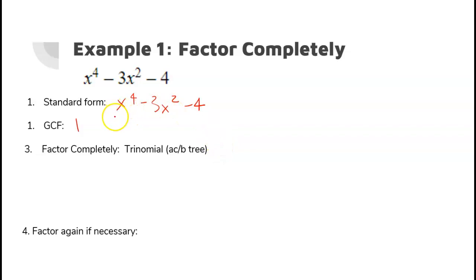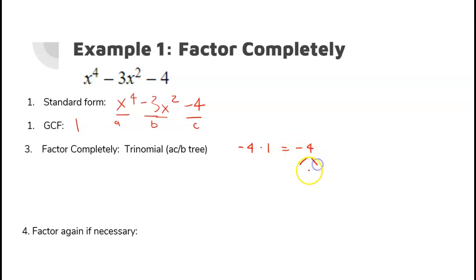And now I look at my number of terms. I see 1, 2, 3 terms. 3 terms makes it a trinomial, which means I'm going to use my ACB tree. So I'm going to look at A times C. My A is the coefficient in front of x to the fourth, and my C is over here. And I'm going to look for what adds to the B, which is my coefficient attached to x squared. So I have negative 4 times 1, which is negative 4.